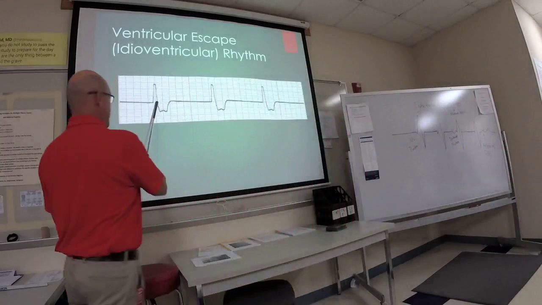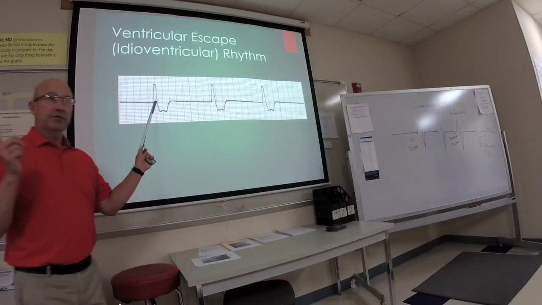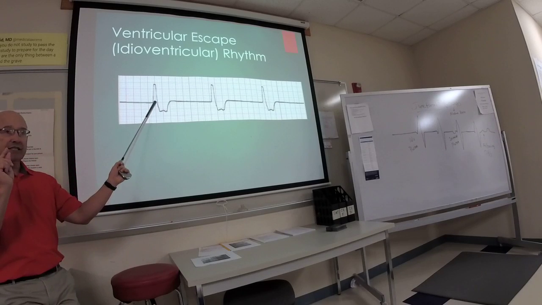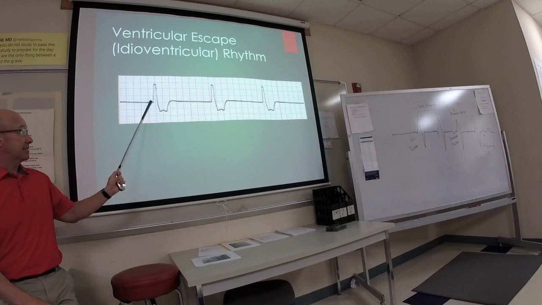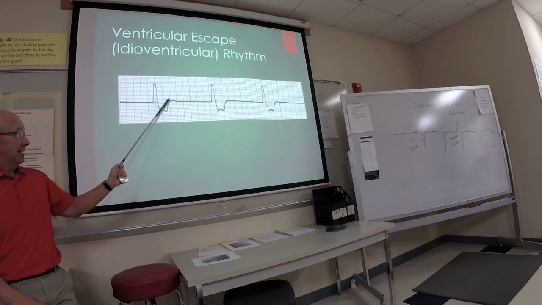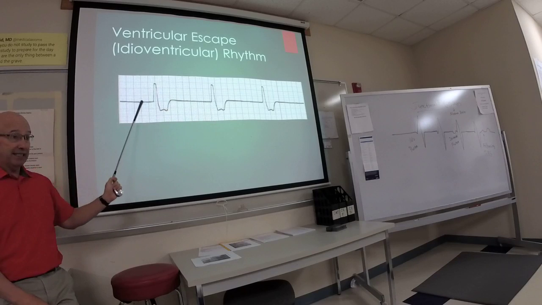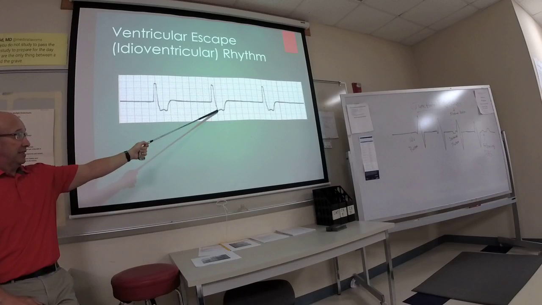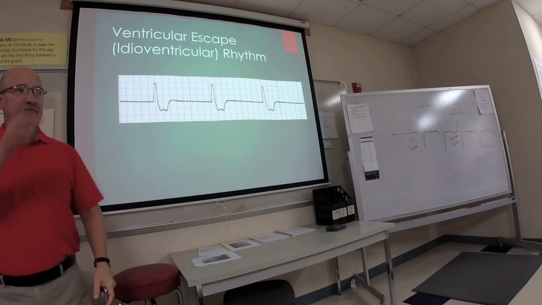And the big one, the QRS complex is wide. Remember the rules for interpretation of a junctional rhythm. The QRS complex is narrow. It's within normal limits. This is wide. This is ventricular because the QRS complex is wide and it's slow. So the rate and the wide QRS complex.